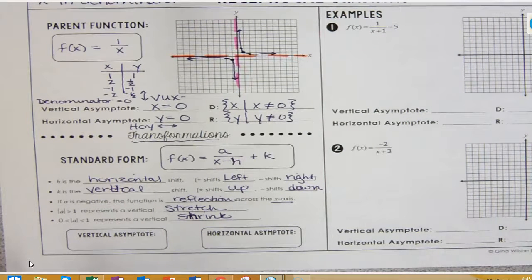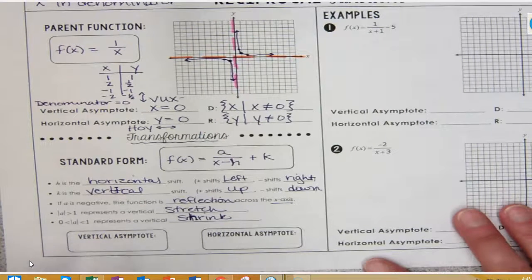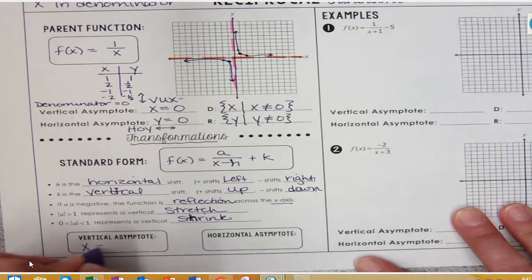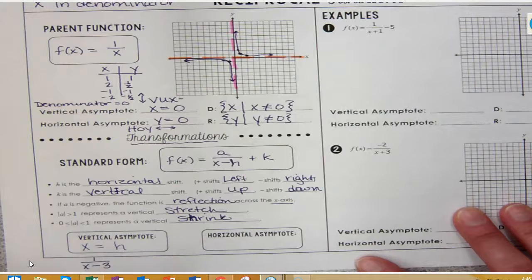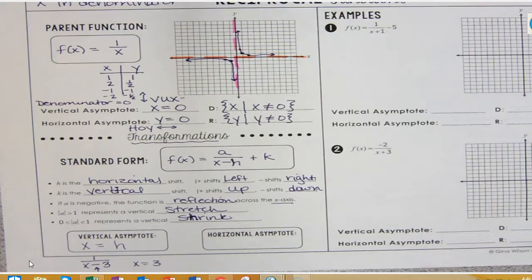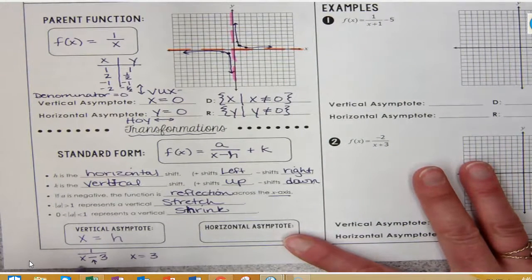Okay, hopefully that's familiar. Your vertical asymptote is going to be x equals h. Now notice, if I've got 1 over x minus 3, my vertical asymptote is going to be x equals 3. Since this is negative, it's the opposite of that sign. So if I have 1 over x plus 3, my vertical asymptote is going to be x equals minus 3.